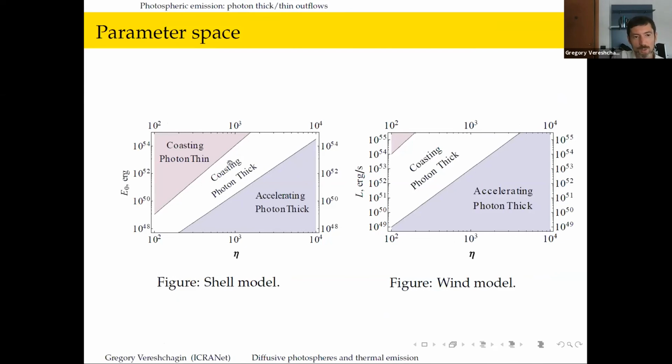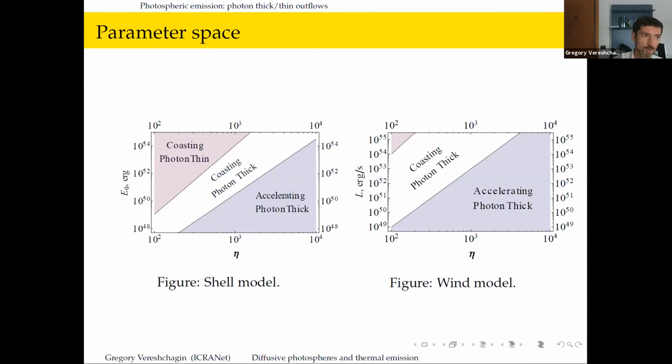So if you start with coasting photon thick flow, therefore kind of steady wind, you can easily, by changing the eta parameter, decelerating it, actually end up in the coasting photon thin case. Therefore, diffusion may become relevant, even if initially it was not relevant there. And since you are taking additional energy, converting it in radiation, the problem of efficiency, which I mentioned before, would not possibly apply. The second message is related with the geometry of the flow.